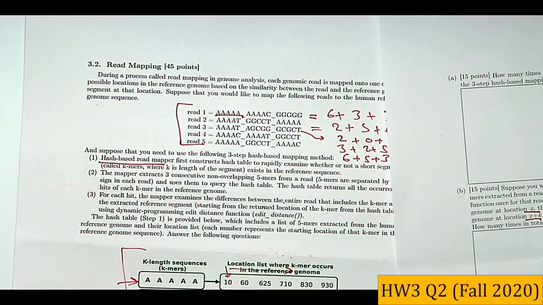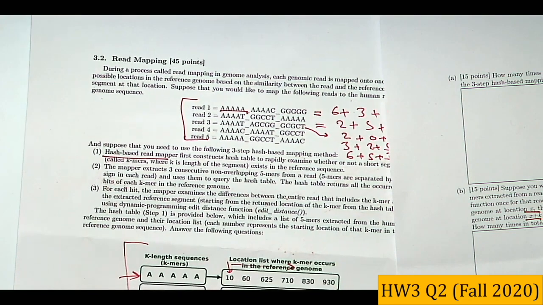Now which one of these locations is adjacent to these 6 locations? How do we do that? Now the 15 is really next to the 10. Why is that? Because the k-mer size is 5. If the k-mer length is 4, then the distance between the two k-mers is 1, right? So this location is adjacent to the 10.